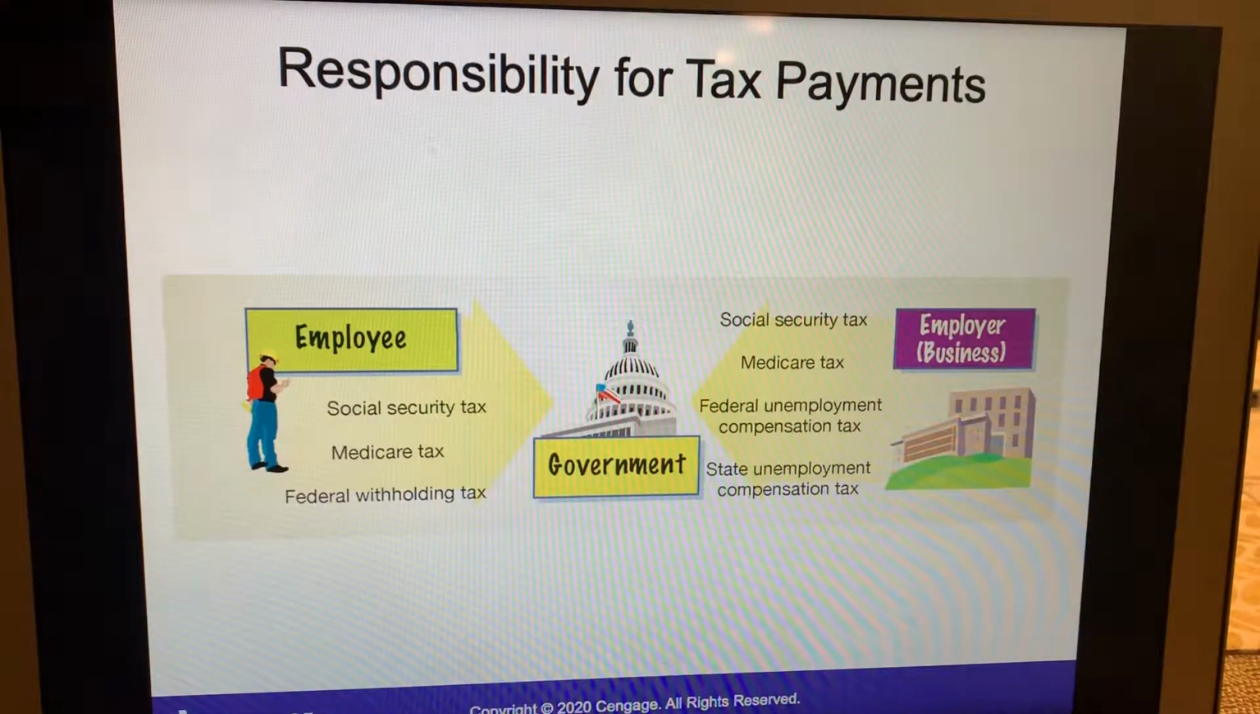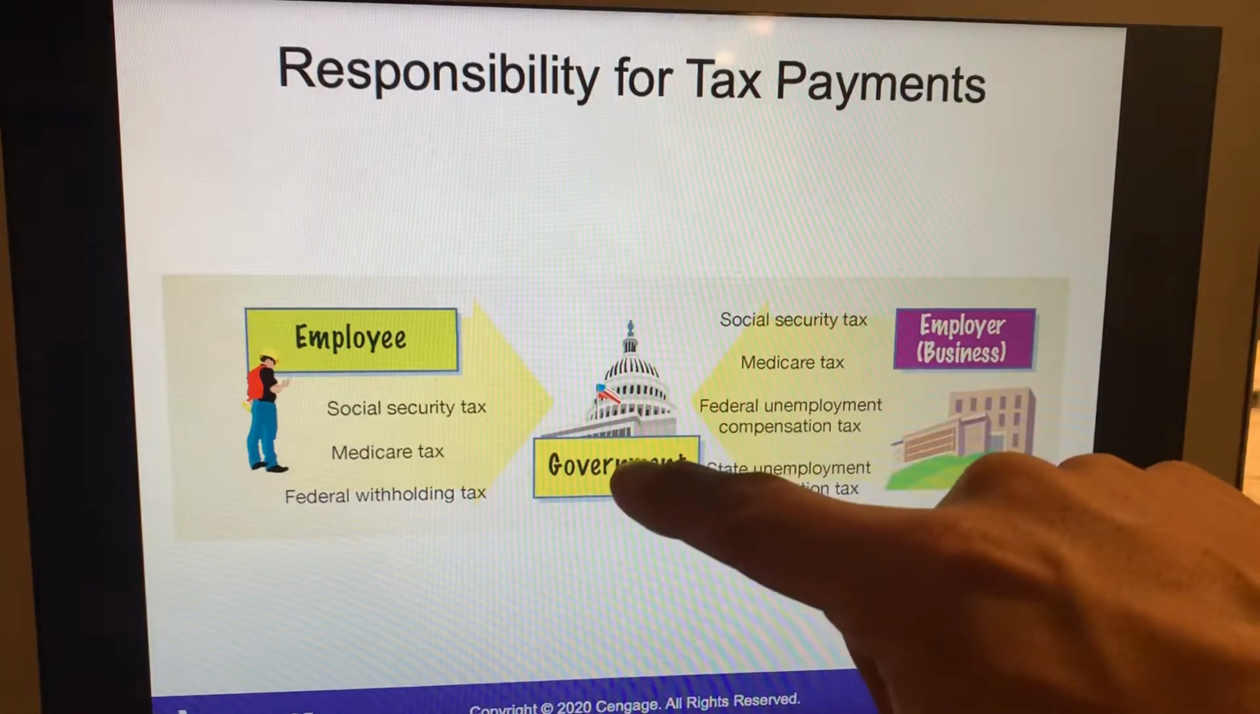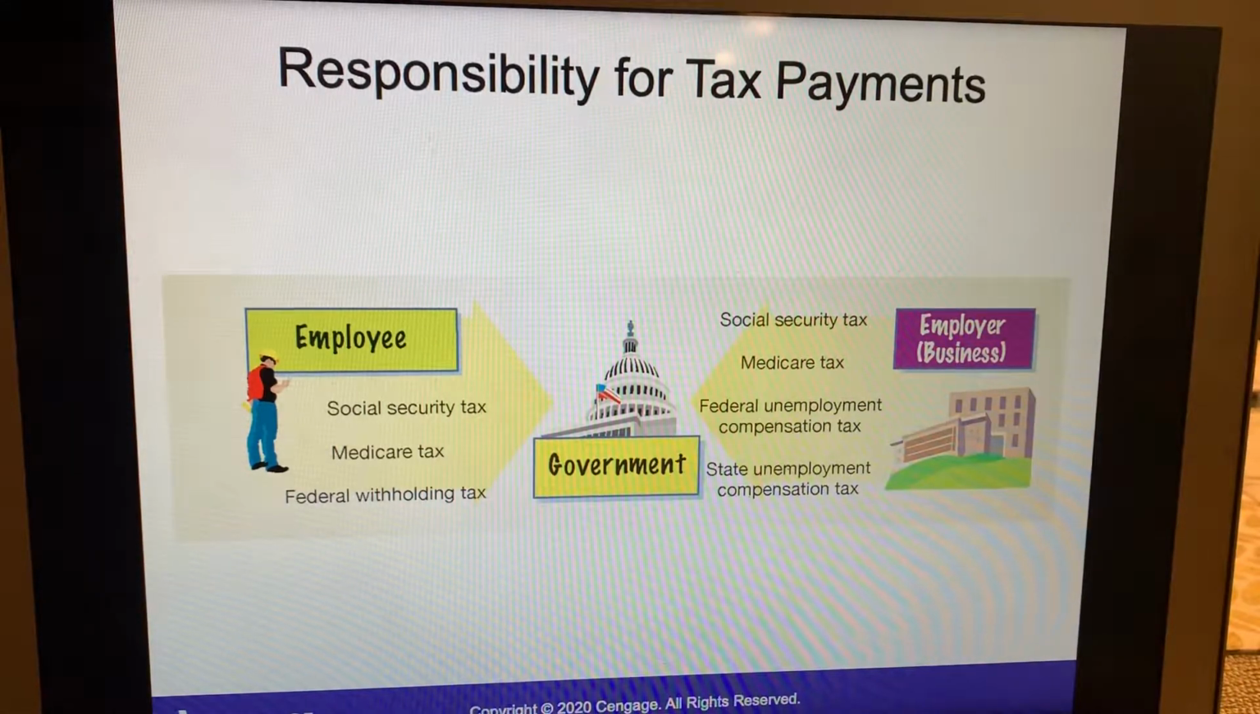Okay, so here's a pictorial of this, or a graphic. Employee: Social Security, Medicare, federal withholding. Government is here. Employer business helps with Social Security, Medicare, federal FUTA. Here's FUTA and here's SUTA. Okay.